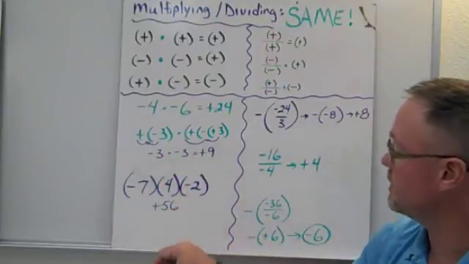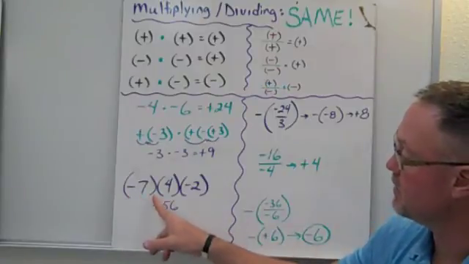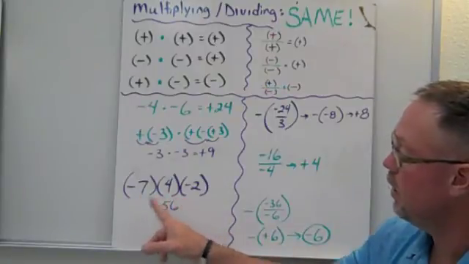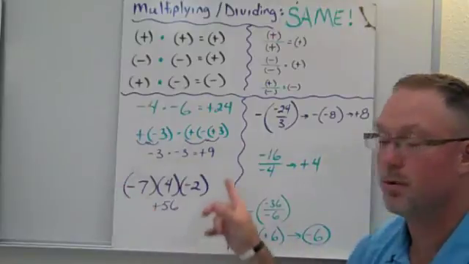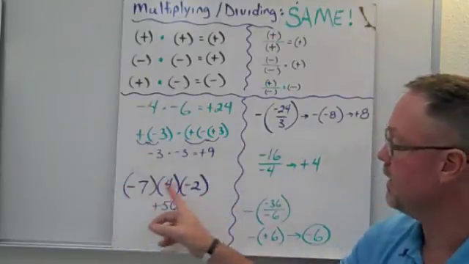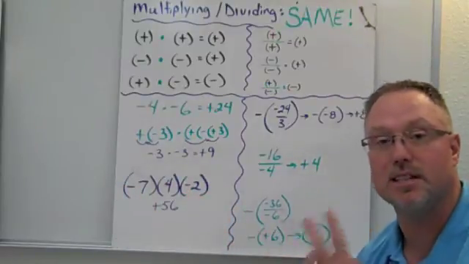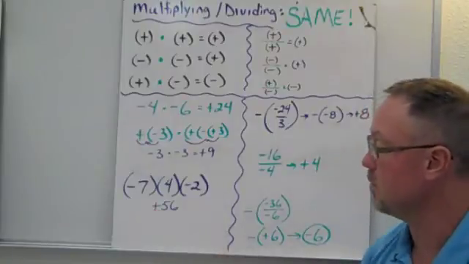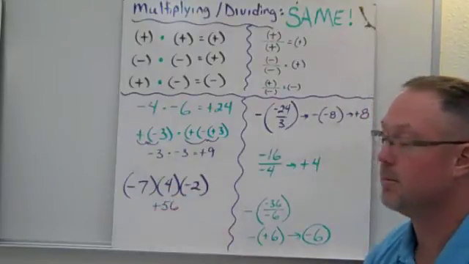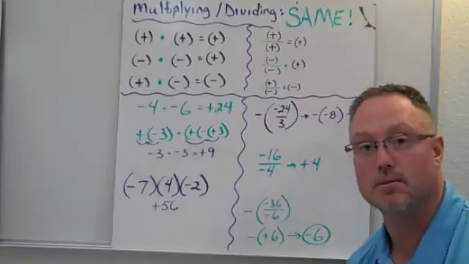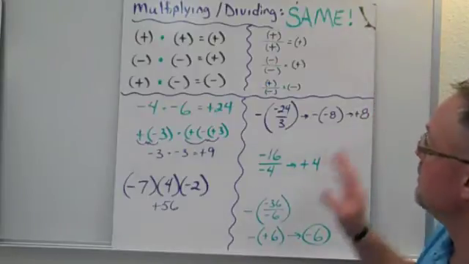In my bottom example here, I have negative 7 times 4 times a negative 2. Well, if I look at the whole thing, I'm multiplying through it all. So I have a negative and a negative. I get 2 negatives, that's an even number, so my answer is going to be positive. And then I can take my numbers and multiply 7 times 4 times 2, gives me 56.